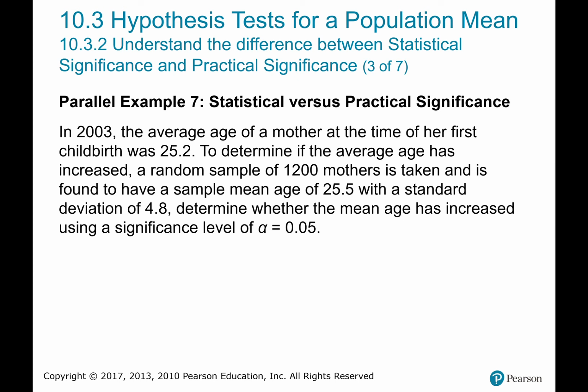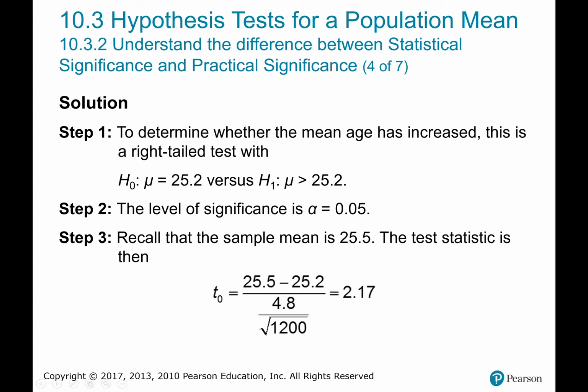In 2003, the average age of a mother at the time of her first childbirth was 25.2. To determine if the average age has increased, a random sample of 1,200 mothers is taken and is found to have a sample mean age of 25.5 with a standard deviation of 4.8. Determine whether the mean age has increased using the significance level of alpha equals 0.05. So they do a hypothesis test.